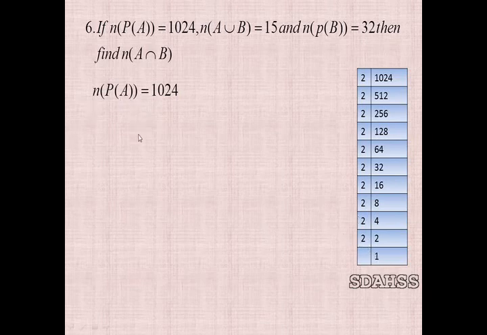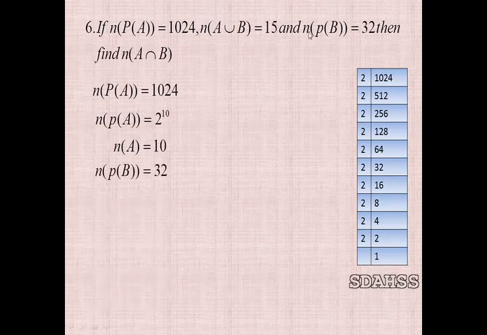So n of P of A is equal to 1024 can be written as 2 power 10. Here totally ten 2s are there: 1, 2, 3, 4, 5, 6, 7, 8, 9, 10. So n of P of A is equal to 2 power 10. Then find n of A. So n of A is equal to 10. The number of elements in the set A is equal to 10.